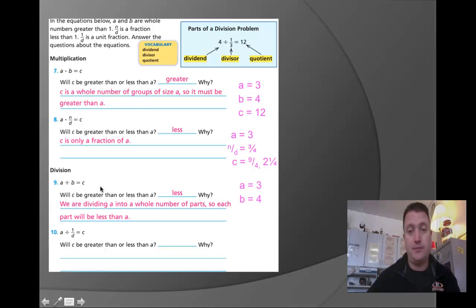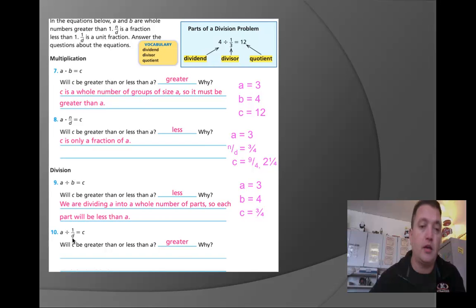Well, let's look at that in reality. Okay, I have 3 and 4 for A and B. So 3 divided by 4 is equal to 3/4. 3/4 in this case is clearly less than the 3 we started with. What about this one, where I have a whole number divided by a unit fraction? Is C going to be greater or less than A in this case? Well, in this case, it's going to be greater.